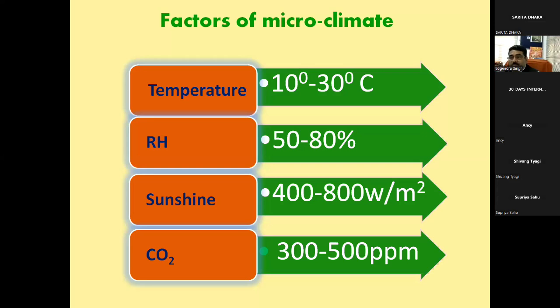Maintained to the electric cost. But high cost is a much more electric cost. So these are the different ranges, and these ranges will be suitable for protected cultivation.